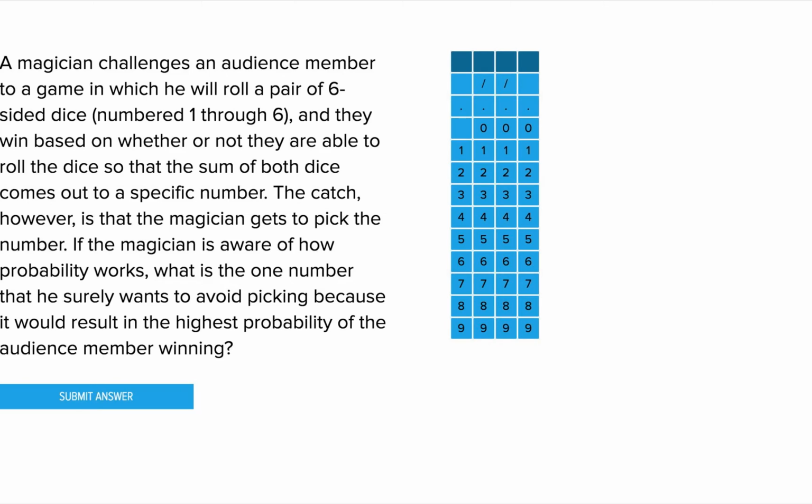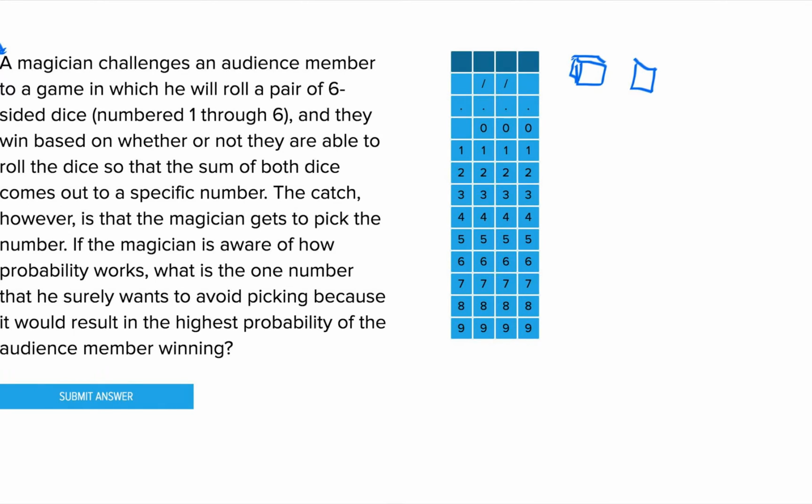One of the more common SAT calculator math problems is going to be a problem relating to probability. So let's go ahead and check this one out together and see what we can do. A magician challenges an audience member to a game in which he will roll a pair of 6-sided dice numbered 1 through 6. So this is just going to be your common dice. They're usually numbered 1 through 6.